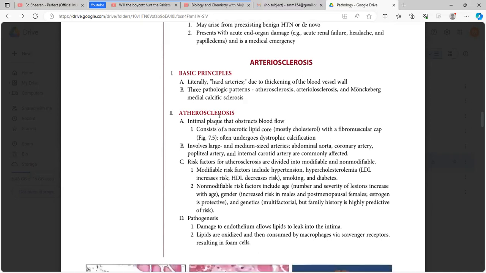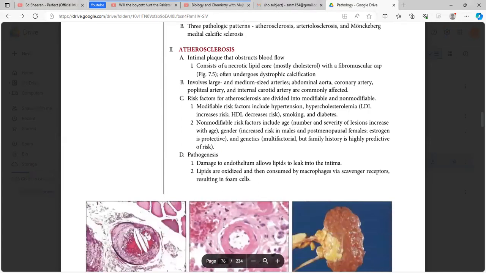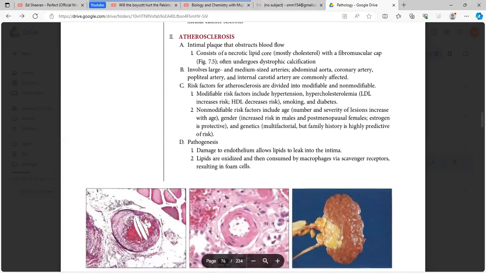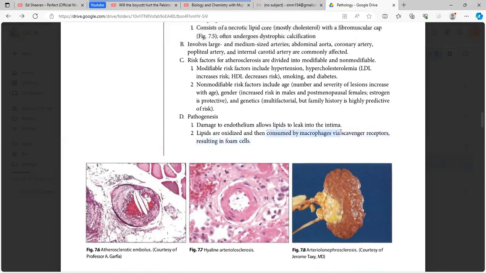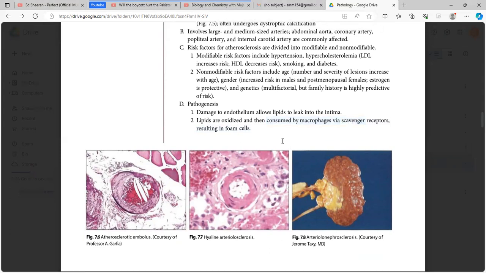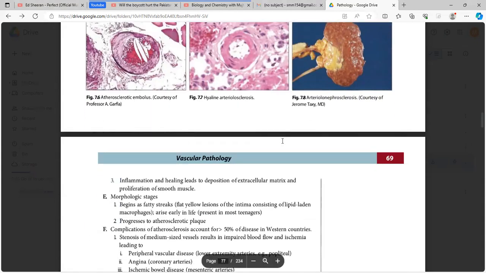Now, what happens in atherosclerosis, the pathogenesis, is that the endothelium acts as a protective barrier against all injurious stimuli. However, when there is damage to the endothelium by toxins such as alcohol or smoking, the endothelium gets damaged and its barrier gets disrupted. Now the lipids leak into the intimal layer. There are three layers: intima, media, and externa. Once the lipids leak through the intima, they are oxidized and converted into foam cells by macrophages. Macrophages, as we all know, consume the harmful debris, and once they're converted into foam cells, the foam cells also contain large amounts of cholesterol.